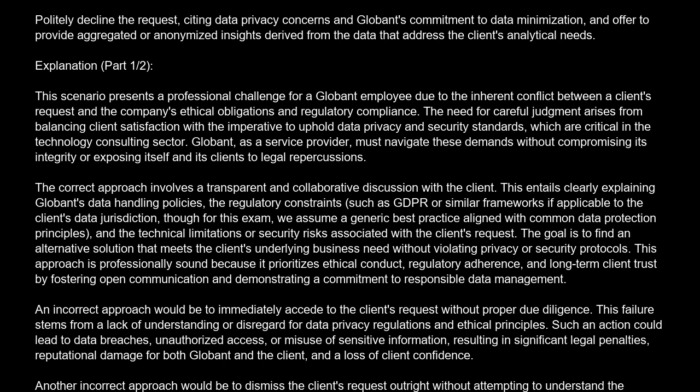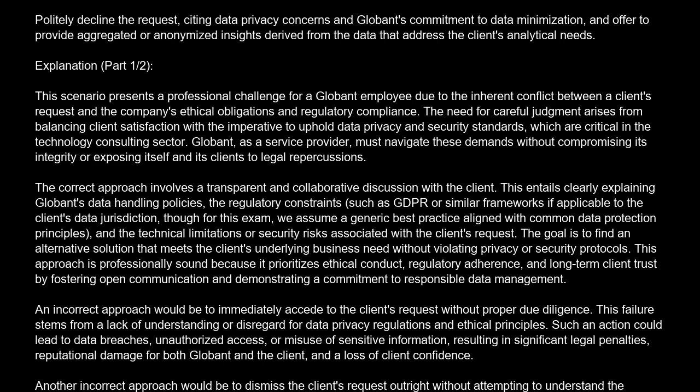Globant, as a service provider, must navigate these demands without compromising its integrity or exposing itself and its clients to legal repercussions. The correct approach involves a transparent and collaborative discussion with the client. This entails clearly explaining Globant's data handling policies, the regulatory constraints, such as GDPR or similar frameworks if applicable to the client's data jurisdiction. Though for this exam, we assume a generic best practice aligned with common data protection principles, and the technical limitations or security risks associated with the client's request.